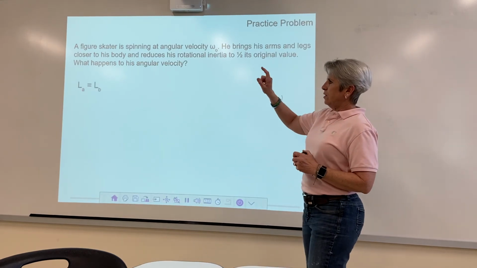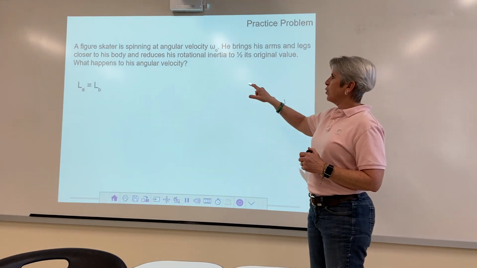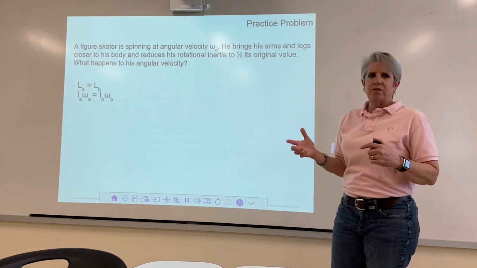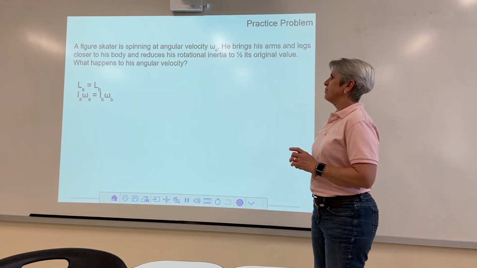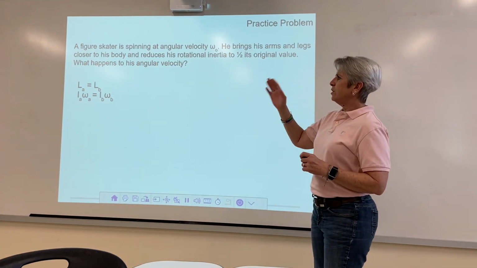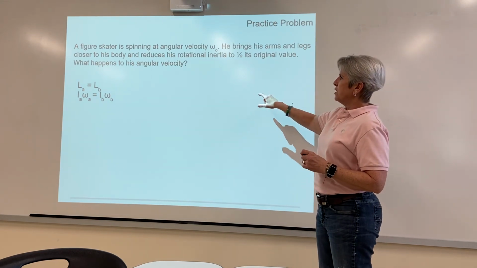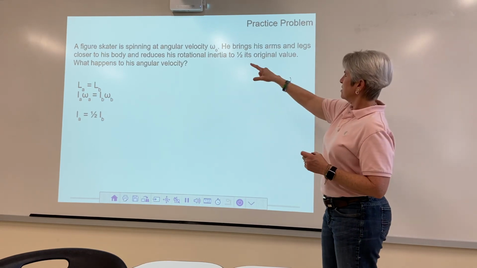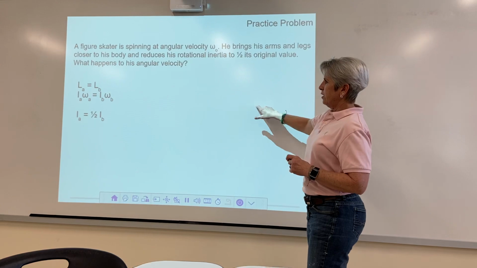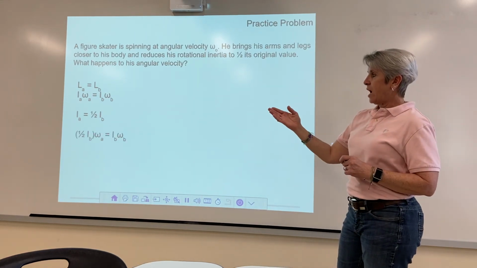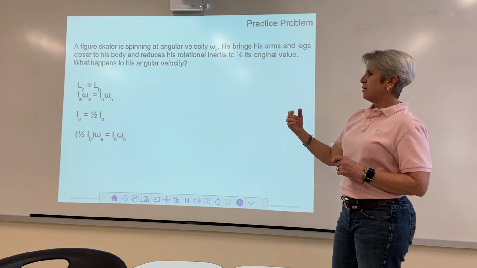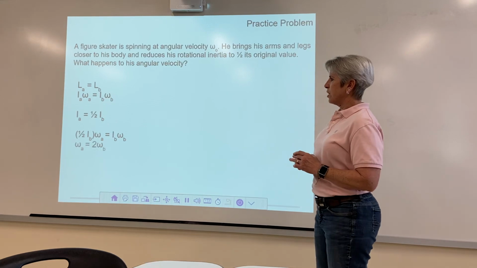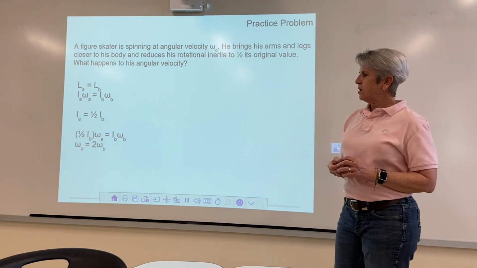So remember, the momentum after and the momentum before have to be the same. And the momentum is I times omega. We can't use radius times velocity for the figure skater. So we have to use I omega for the figure skater. So I omega after equals I omega before. So if we assume that his I after is 1/2 the before, since he reduces it to 1/2 the value, then we would say that 1/2 I before, because that's I after, times omega after equals I before times omega before. And therefore, if you solve for the omega after, you get twice the omega before.